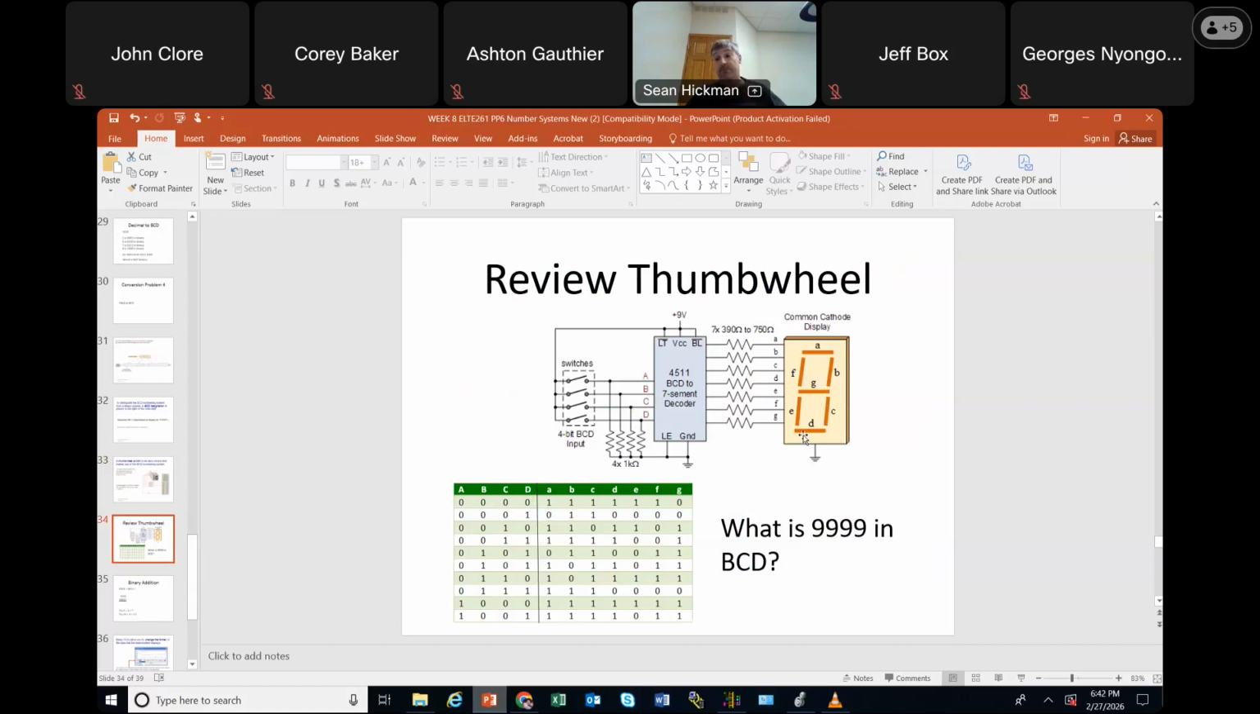So we are taking some of this hardwired BCD to 7 segment decoder, and we're using a PLC instruction to kind of do this.